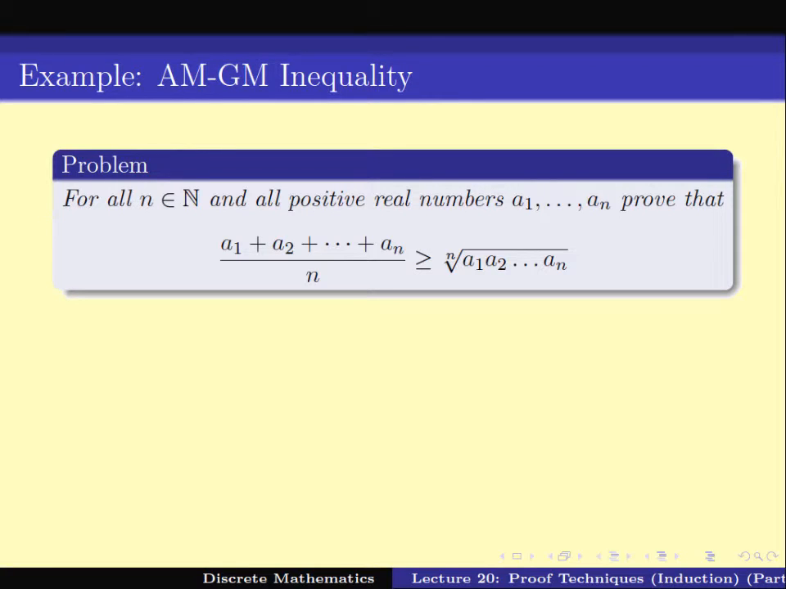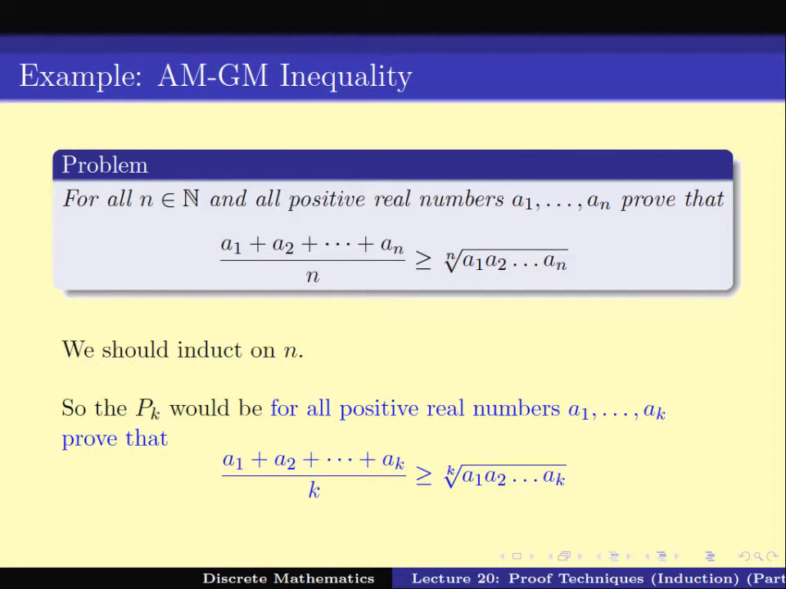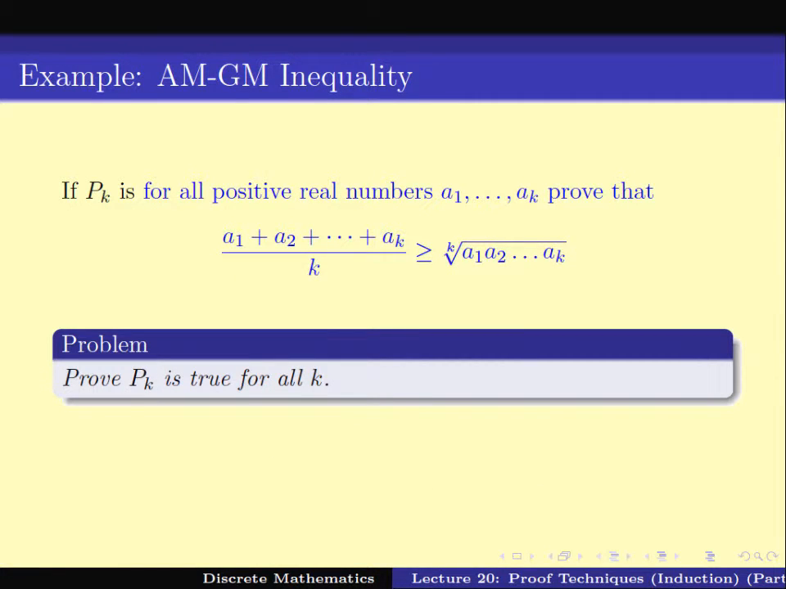So in this problem, it is kind of obvious that we have to induct on n. Good. So if we induct on n, it's not hard to see that the kth subproblem, Pk, is: for all positive real numbers a1 to ak, we prove that (a1 plus a2 till ak) by k is bigger than or equal to the kth root of a1 times a2 times dot dot till ak. And thus we have to prove that for all k, Pk is true. So this problem clearly splits up into these various subproblems.